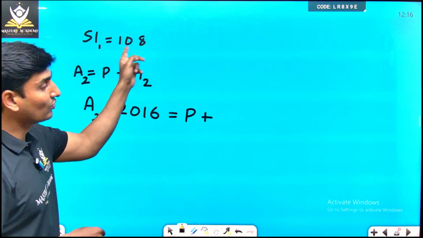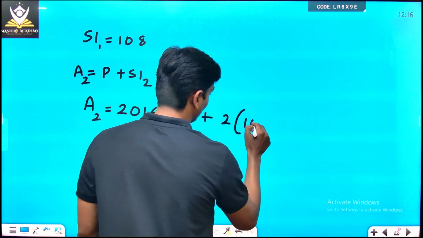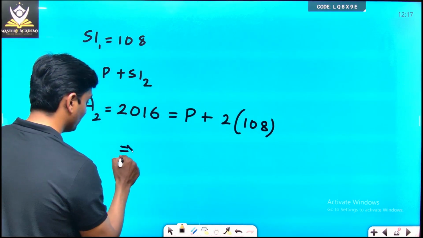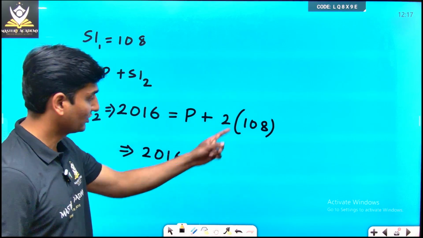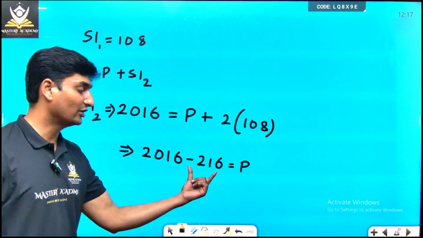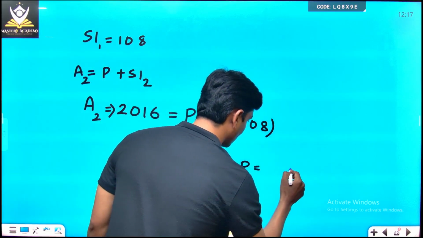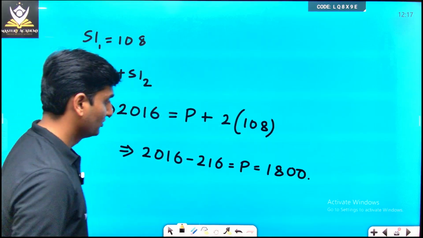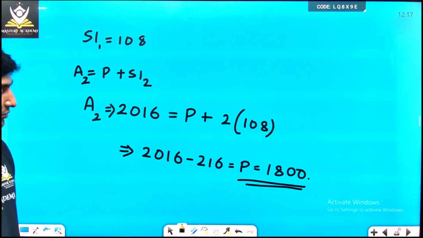So for 1 year it is going to be 108. For 2 years, what will the simple interest be? That will be nothing but twice of 108. If I need the principal here, I can take 2016 minus 216, that is the annual amount minus the simple interest obtained over a period of 2 years, and this is nothing but 1800. The principal amount that the person had invested is nothing but 1800.